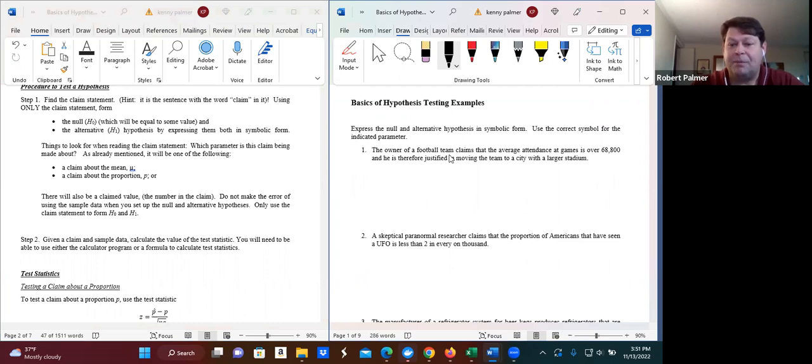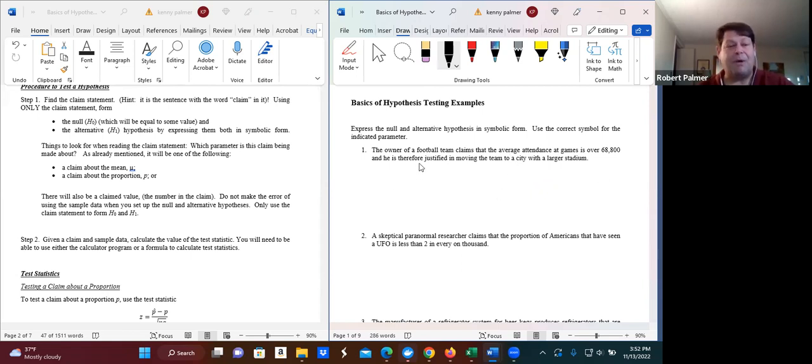The owner of a football team claims that the average attendance at games is over 68,800, and he is therefore justified in moving the team to a city with a larger stadium. Okay, so our claim is made by the owner. It says the average attendance at games is over 68,800. So we're talking about an average; it says the word average, talking about a mean, and that average is over 68,800.